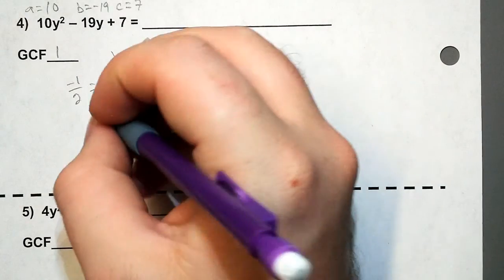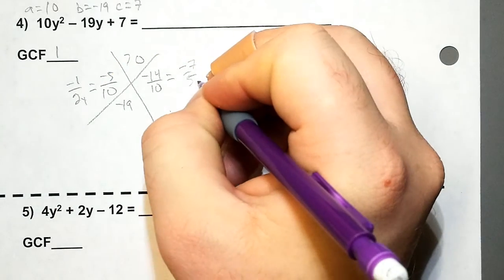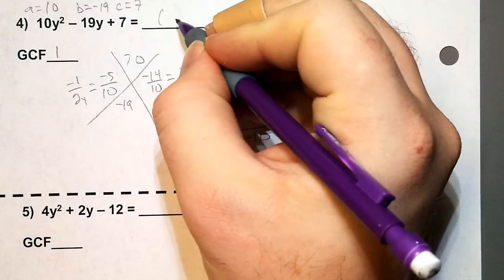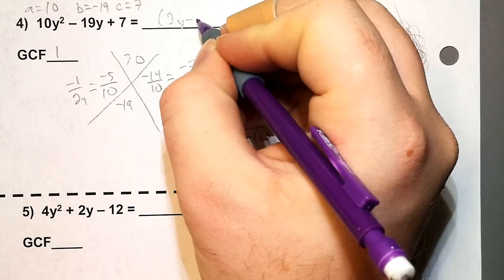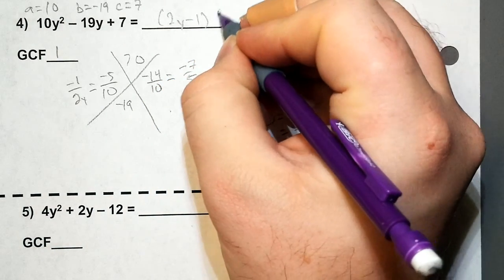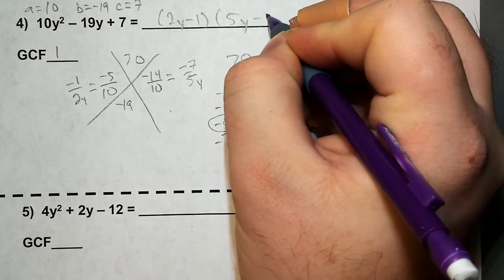Bottom number gets our letter. So our factors were 2y minus 1 and 5y minus 7.